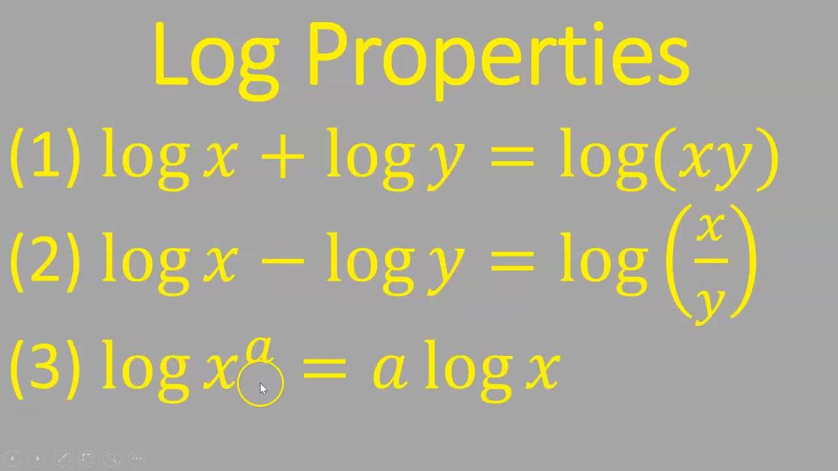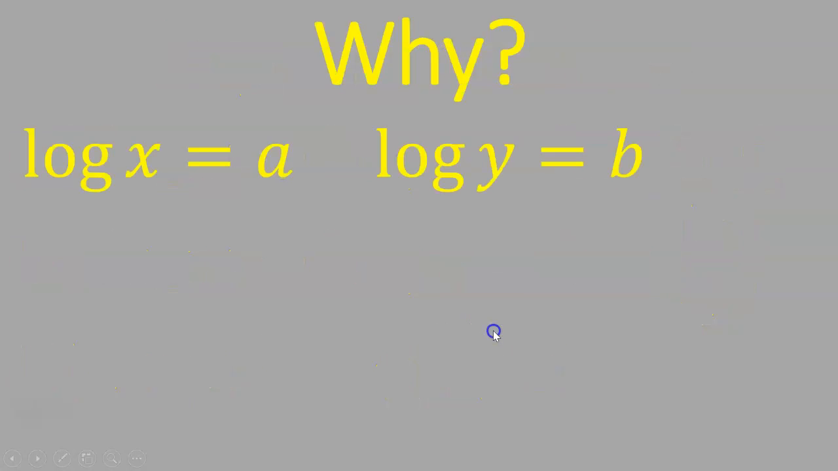And we have this additional rule, which is an extension of Rule 1, that an exponent within a log can become a coefficient in front of that log. So let's try to explain why, at least for the first property.